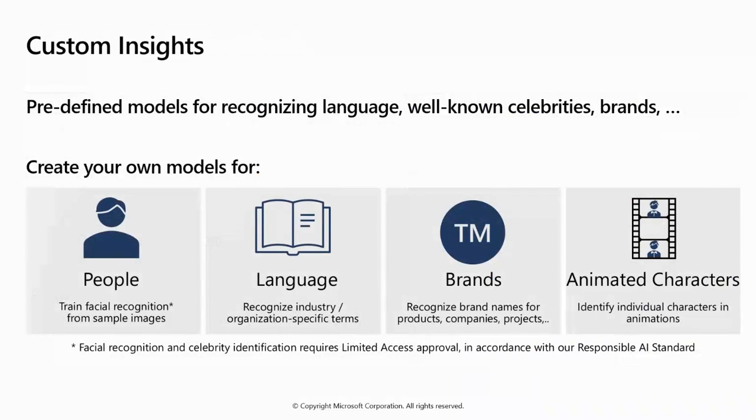Language: if your company uses terms that aren't commonly used, you can teach a custom model to find and transcribe them. Brands: you can teach a model to recognize certain names as brands, such as to find relevant products, projects, or companies for your business. And lastly, animated characters. This is a funny one, but you may also want to be able to find individual animated characters in a video, in addition to recognizing real people. For example, if in your company you have any avatars, you can use it.